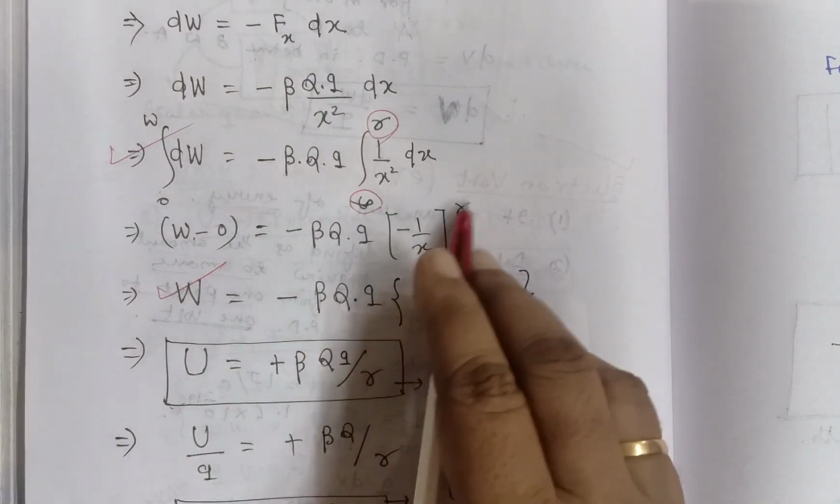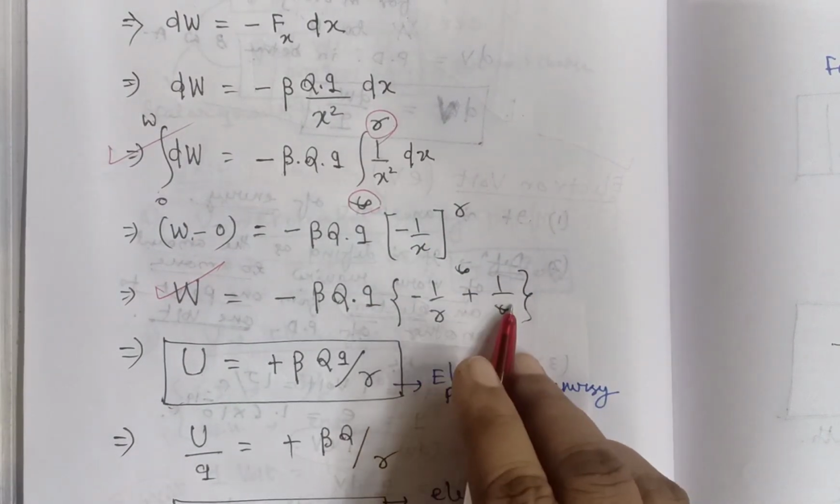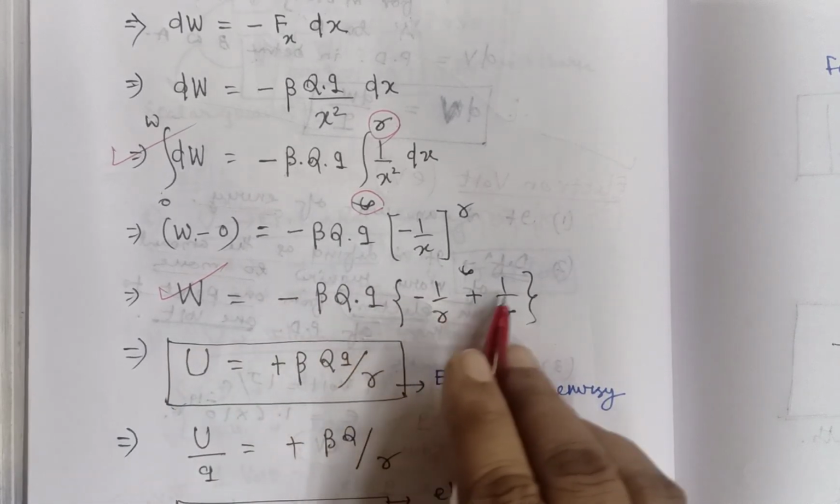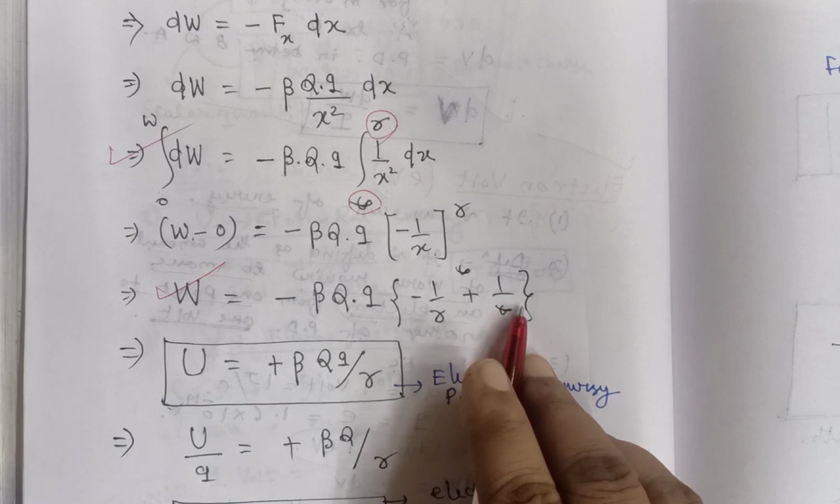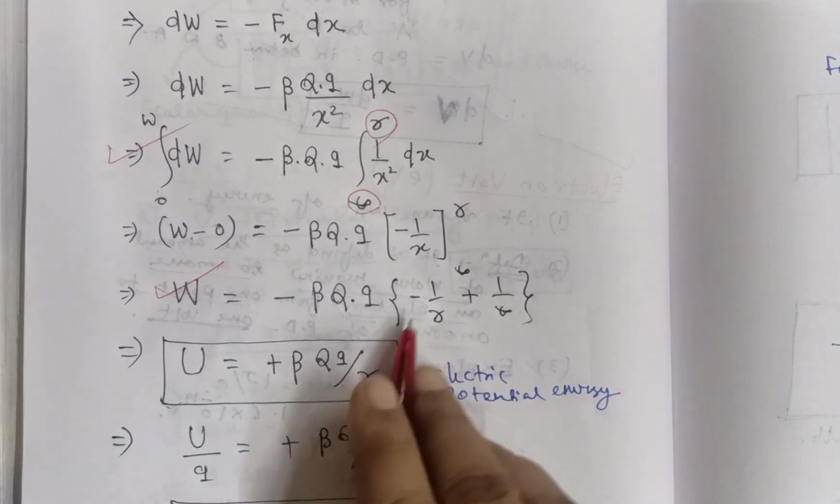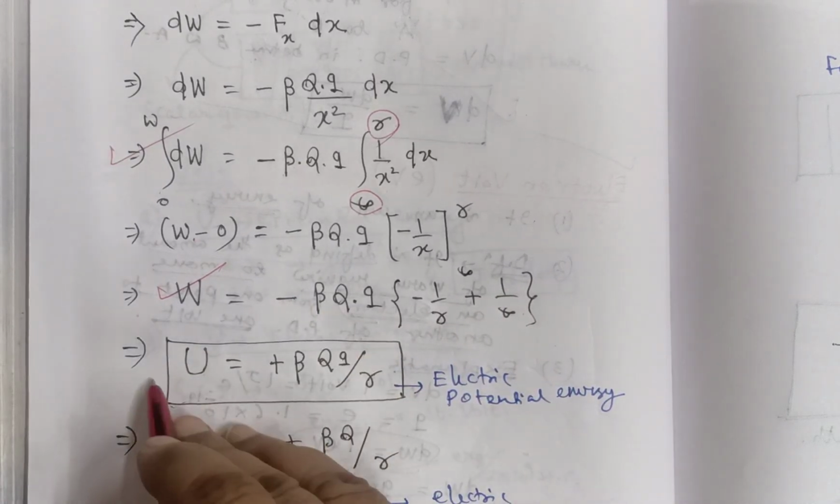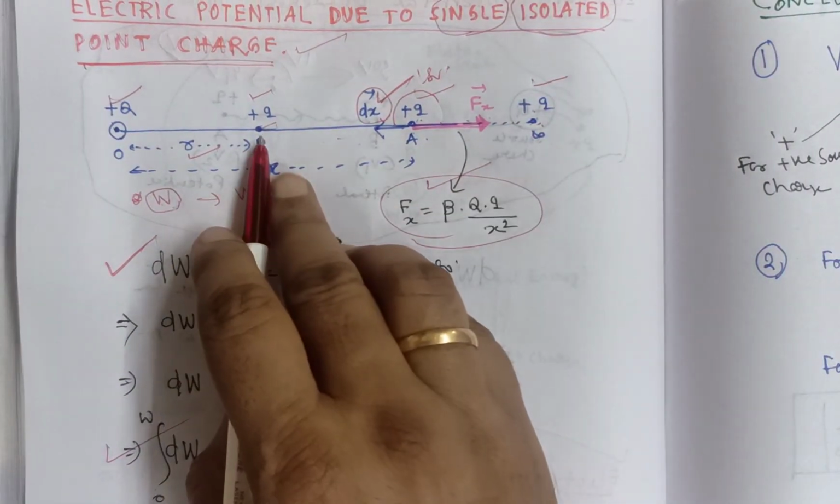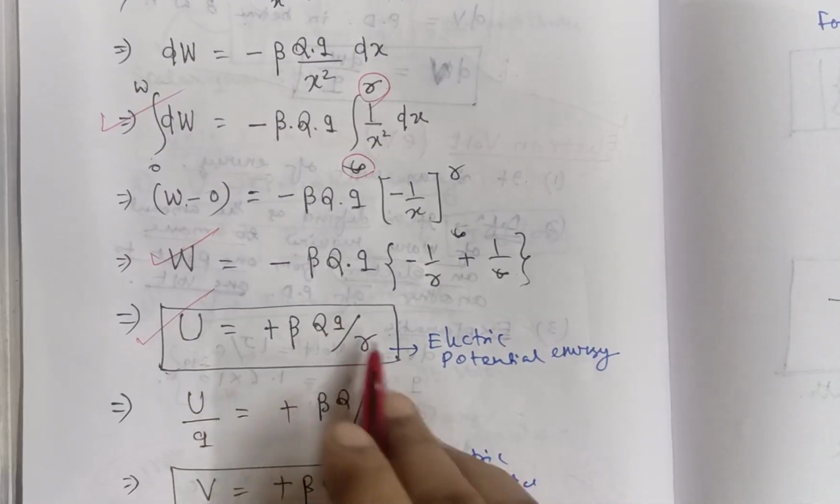Put the value: minus 1 by r, minus minus is plus 1 by infinity. If you put the minus sign here, this is 1 by r and this will be minus 1 by infinity. 1 by infinity is 0, so minus minus plus. So the potential energy for bringing a test charge from infinite to the desired point is how much? Plus beta q by r.